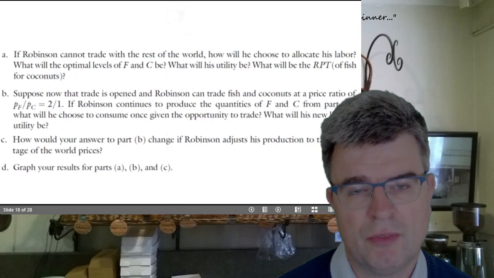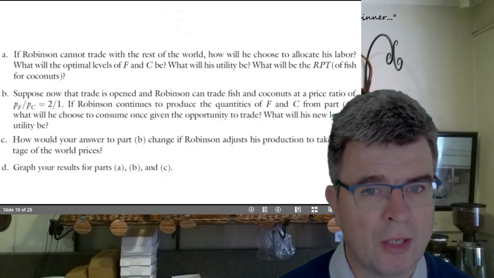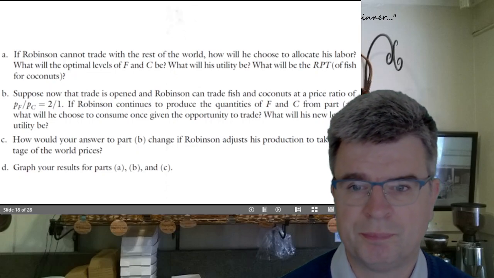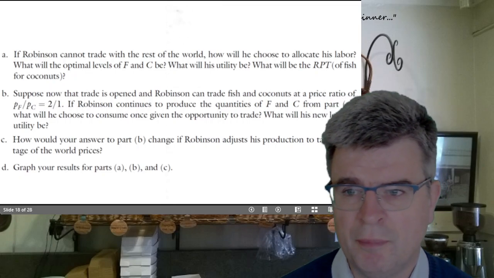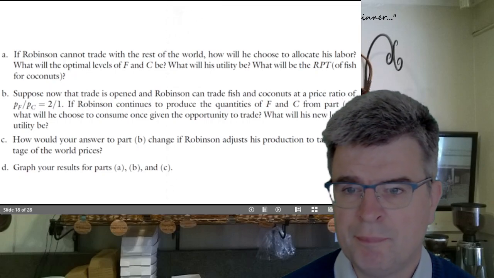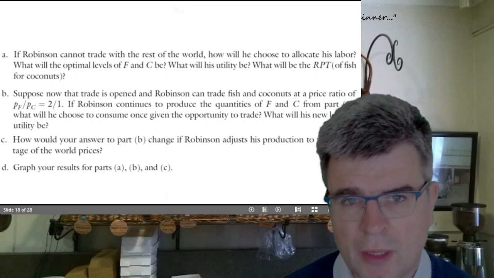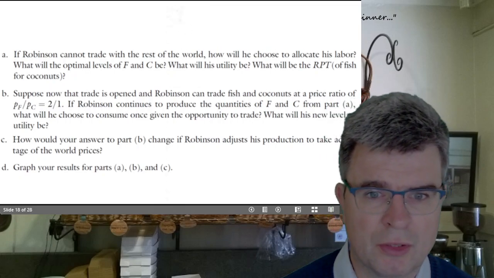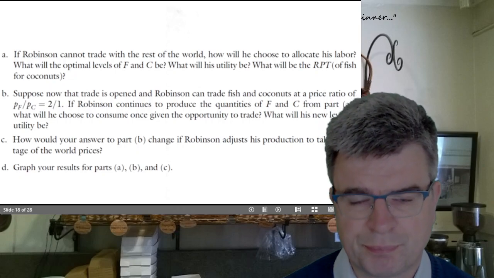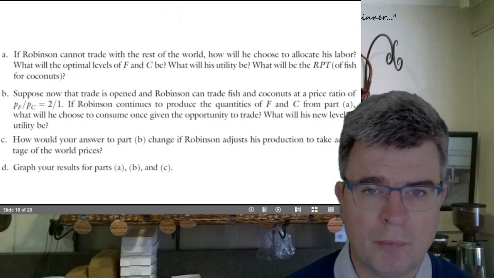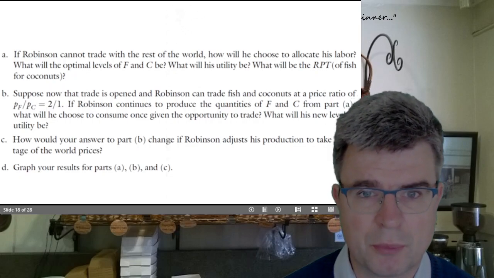Well, in this case, given that he cannot trade, the coconuts and the fish that he produces are the same as what he will consume. What will then be his utility, and what will be the rate of product transformation? That's question A. Then in question B, we lift a constraint for Robinson, so we allow him to trade fish and coconuts with the rest of the world at a price ratio equal to 2 to 1. But we impose that he produces the same fish and coconuts as in question A.